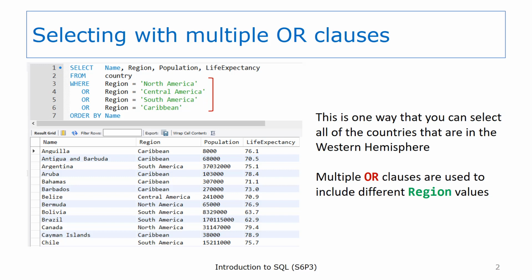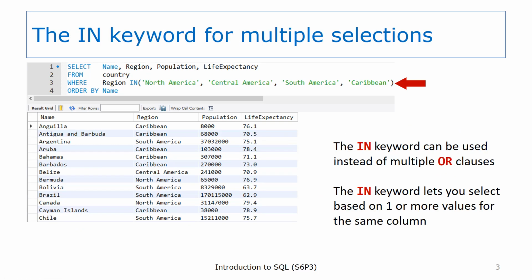To understand what this keyword does, let's first look at this example. Here we are selecting all of the countries that are in the Western Hemisphere. We are doing that by specifying a list of region names using several or clauses. There are more countries than can be shown on the slide. As you can see, we have some countries included from each of the four regions: North America, Central America, South America, and the Caribbean. And here we have the same selections.